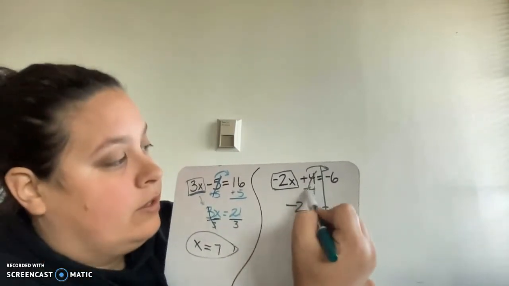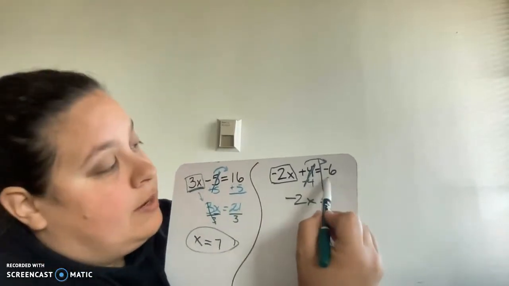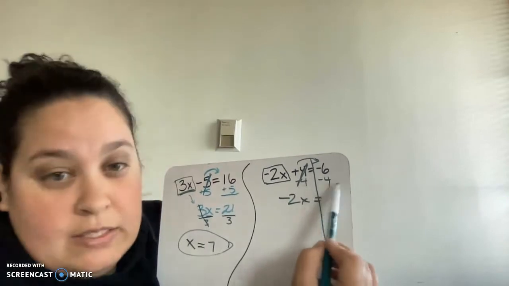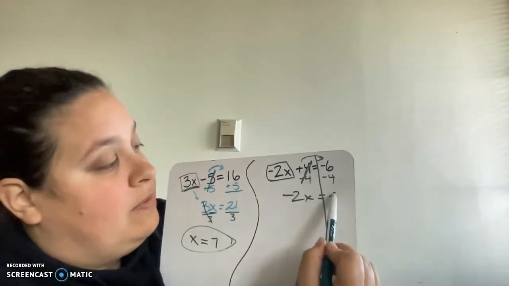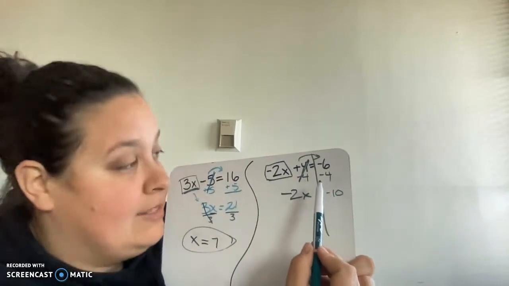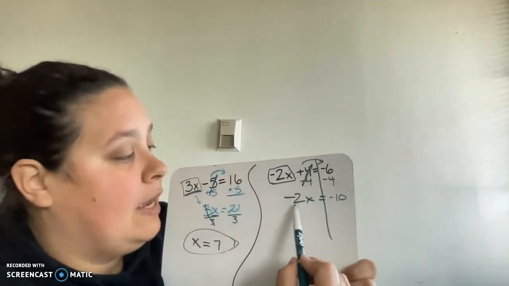4 minus 4 is 0. So then I'm going to subtract 4 from this side. Now I have negative 6 minus 4, which is going to give me a negative 10. Don't be afraid to use your calculator for these negatives, so that way you don't make a simple mistake.